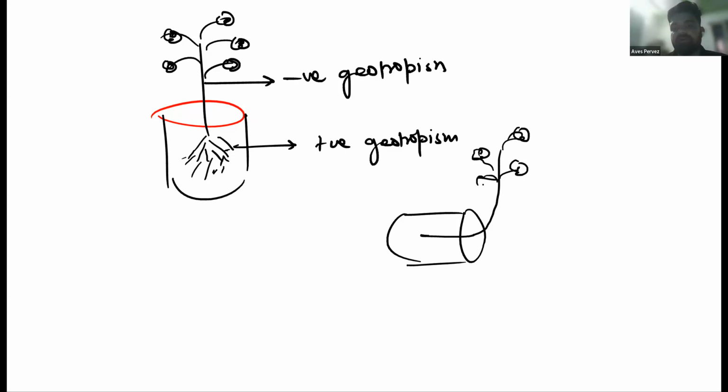Okay, you understood? So the shoot will not go like this way, and similarly, the root will start going like this. Got it? You understood? Yes, sir.